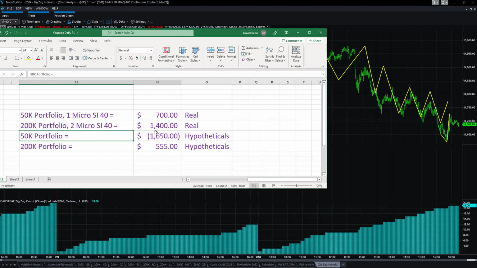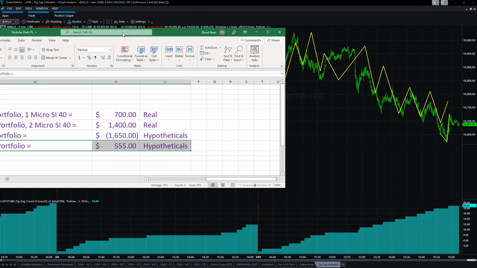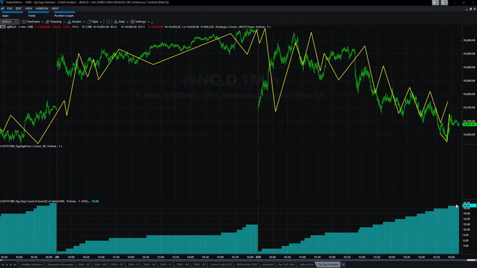The 50K portfolio that we were trading, hypothetical results, minus 1650. The 200K portfolio that we were trading is plus 555. Hypotheticals, the Zig Zag indicator was at 19 with a VIX of 23. Our CVIX is less than 1, and so that's a favorable condition we talked about in an earlier video today.